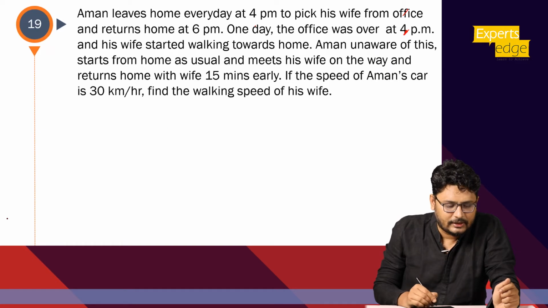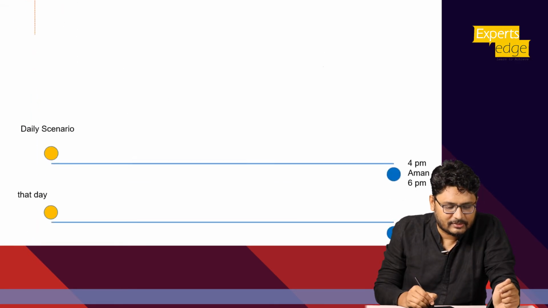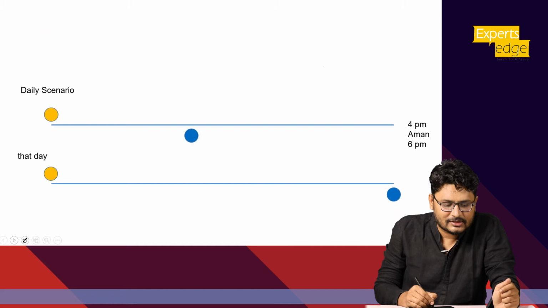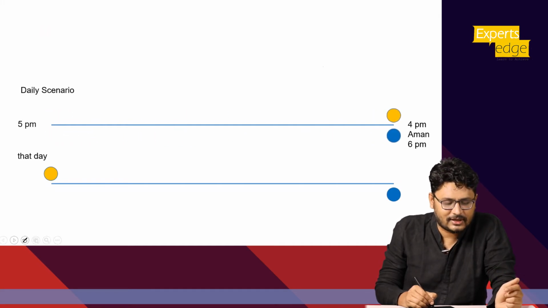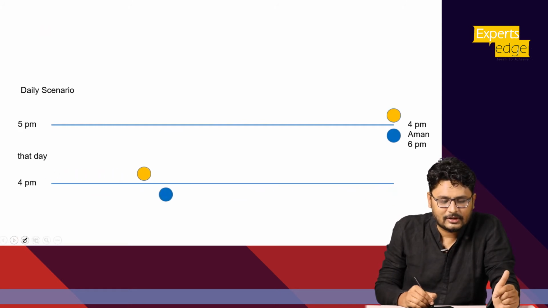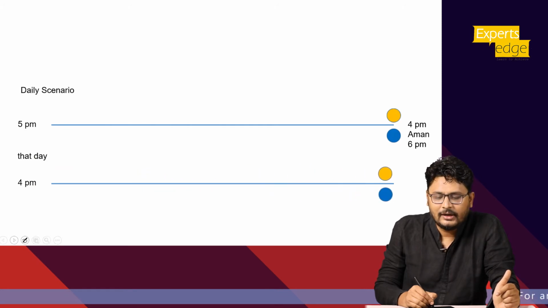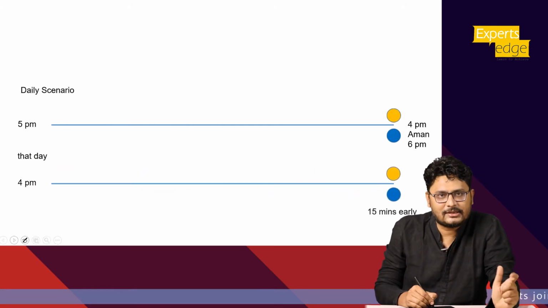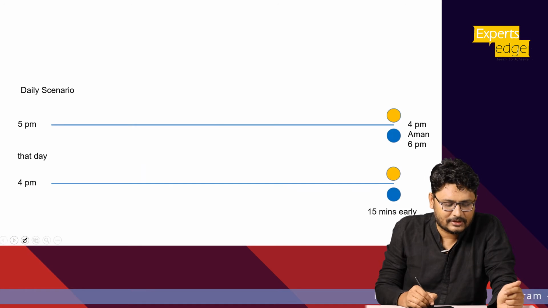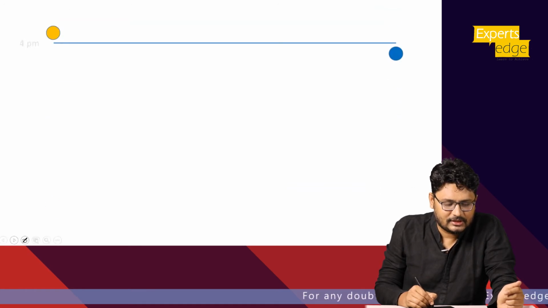So let me take you through the visual representation. What was the daily scenario? It was something like this: he went daily, and both came back at 6, right? On that particular day, what happened? The wife also started walking, the husband too, they meet somewhere in between and they came back 15 minutes early. This is the situation that happened that day, right? So just see.